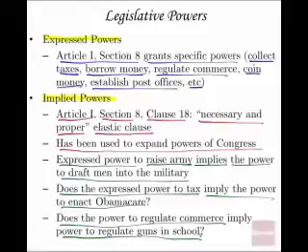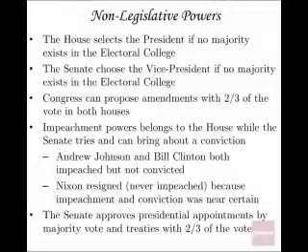So these implied powers, and what Congress is able to do or not able to do, continue to be a subject of debate in regards to a lot of issues. What role can Congress play in terms of exercising its powers? Now, what are some non-legislative powers?